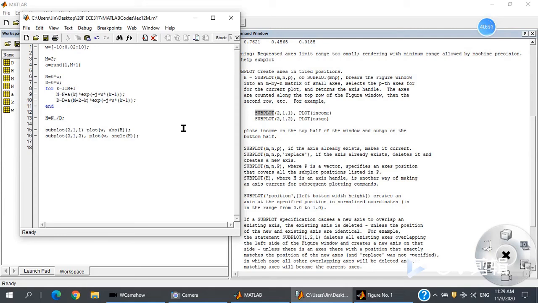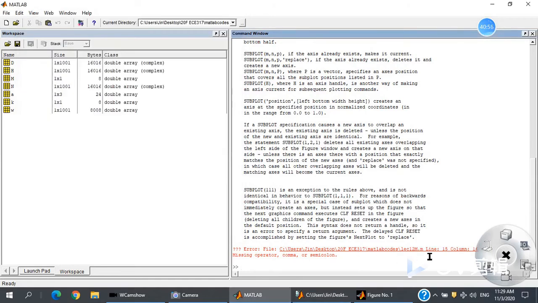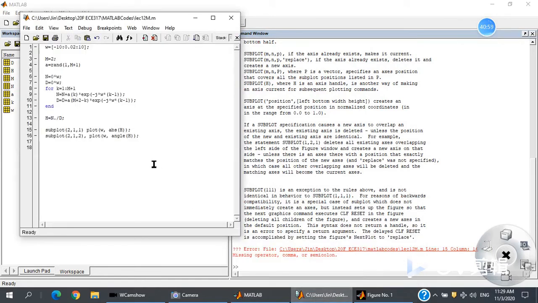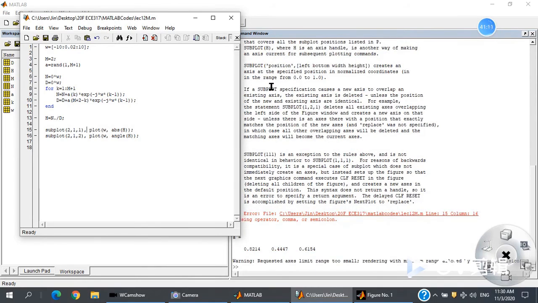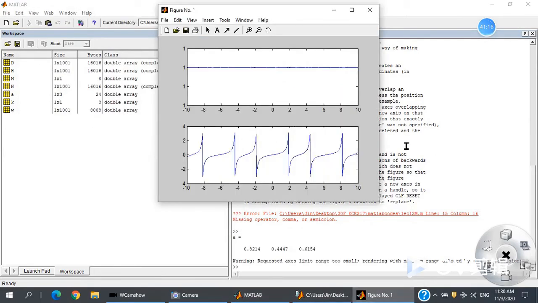Alright, let me run. Oh, which one? The line 15 column. Line 15 subplot. Oh, here. Let me see. Come on. Oh, this one. Okay, you see this filter, the magnitude is a constant one, but the phase looks like this. You know, the phase is different. If we run it again, let me run it again.